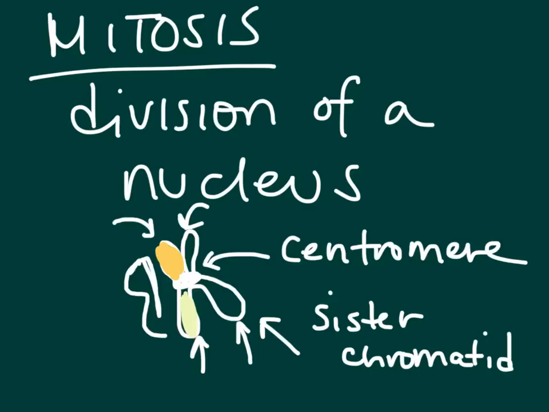Isn't the whole thing called the sister chromatid? This, just the leg and one, they're called... this is one sister chromatid. This is the other sister chromatid. And the reason we call them sisters is because they're identical. That's to indicate that they're the same.